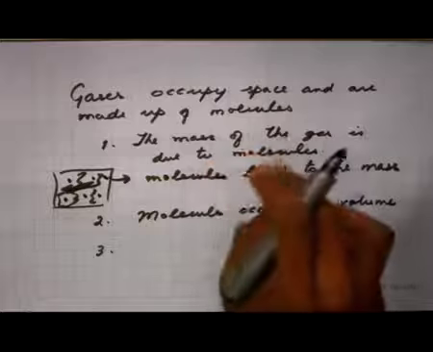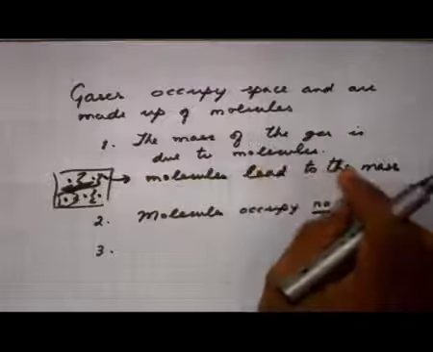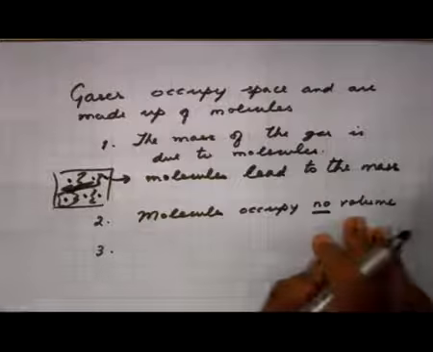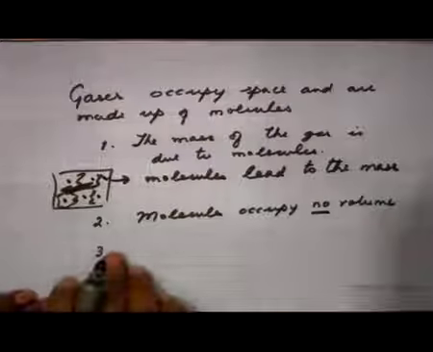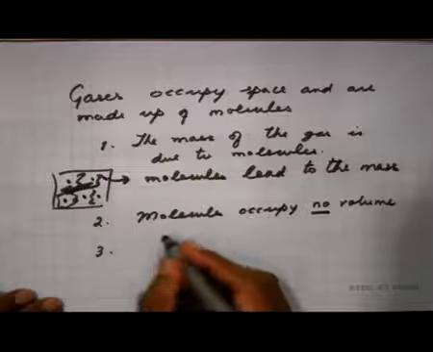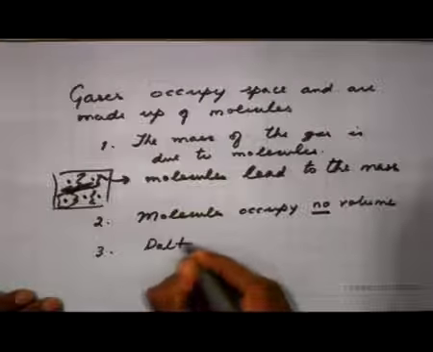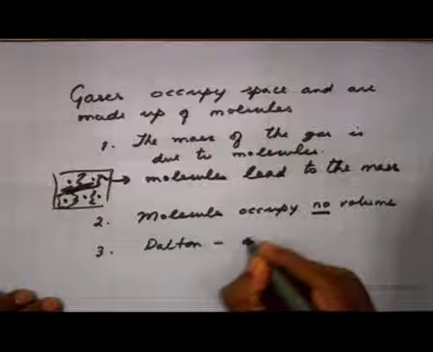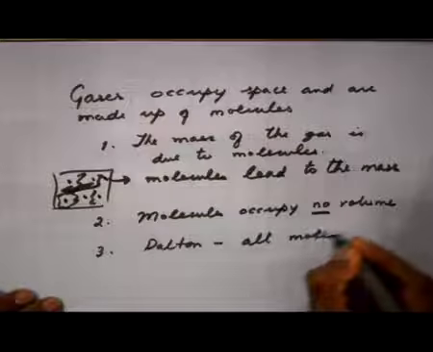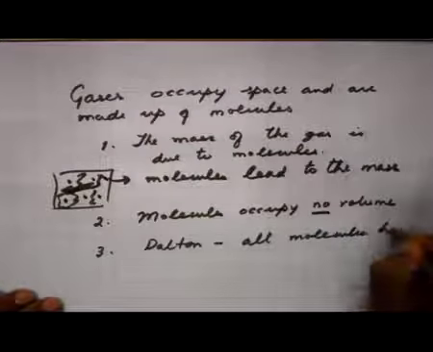So, the first thing is that the mass of the gas is completely determined by the molecules. The molecules occupy no volume, so zero volume. And the third is that we know from Dalton that all molecules have the same mass.